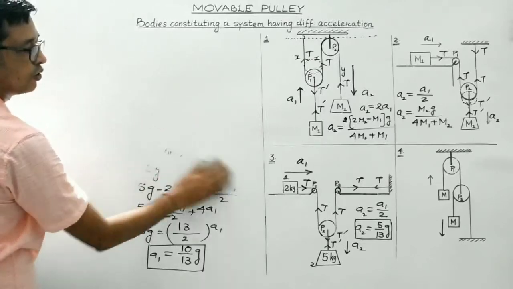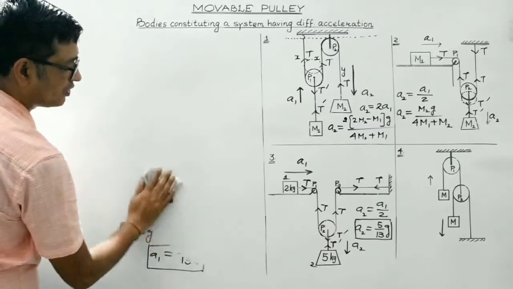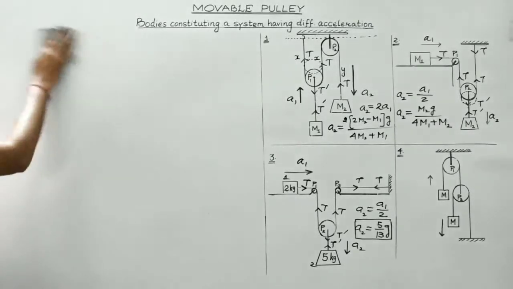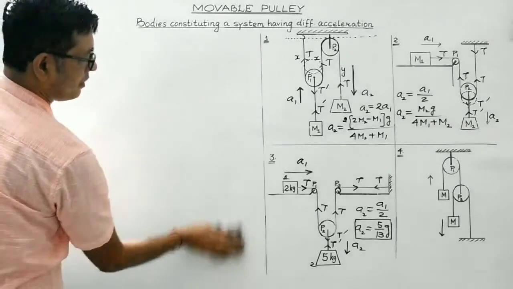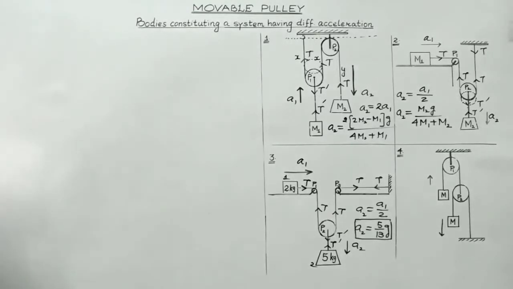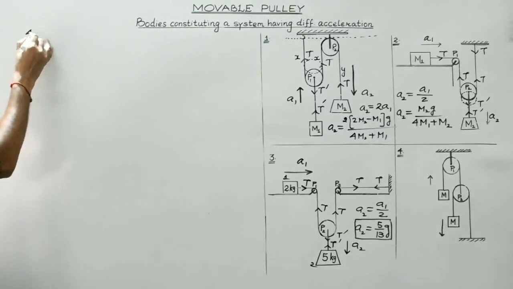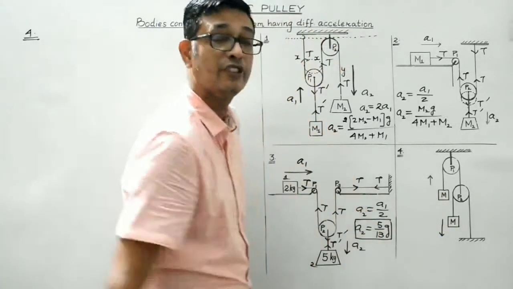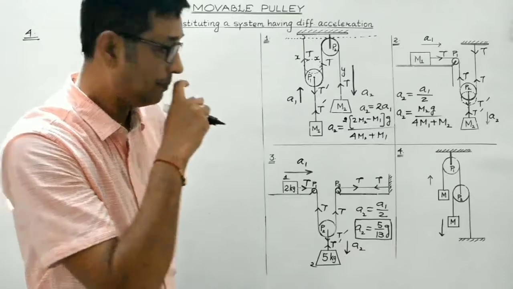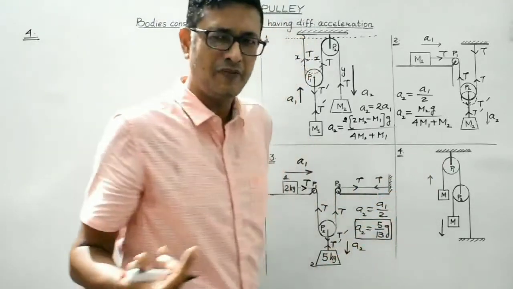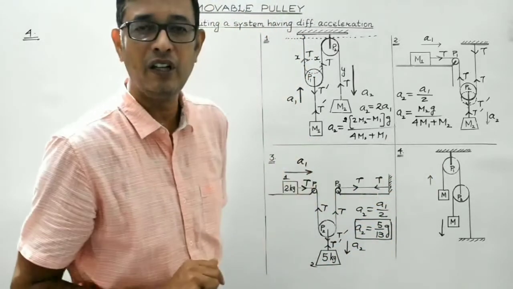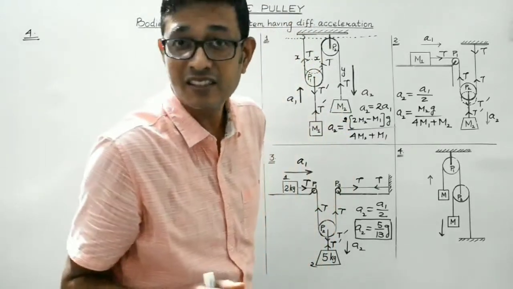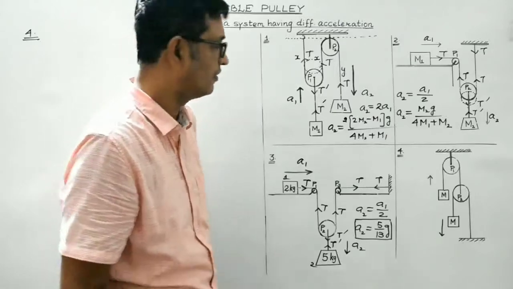Here again, before drawing the free body diagram, we need to find out the relationship between the accelerations of the bodies. So let's find out the relationship between the accelerations of the bodies. Here both the bodies are given to be of equal masses, each of mass m. Pulley P1 is obviously fixed, pulley P2 is movable, and as per our assumptions, we are considering the pulleys to be massless as well as frictionless, right?